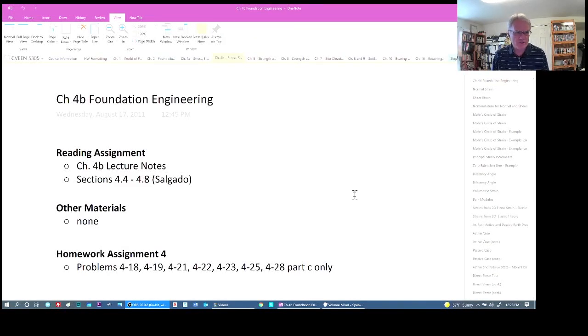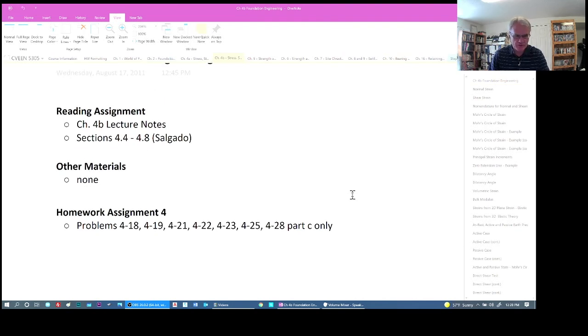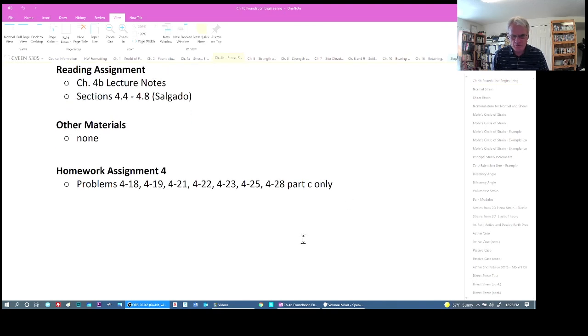Hello, this is Dr. Stephen Bartlett, and today we're going to be covering Chapter 4B in my lecture notes, discussing shear stress, strain, and shearing. The reading assignment for this lecture is sections 4.4 through 4.8 in Salgado. There's no other materials required, and your homework assignment is given from problems from Chapter 4.